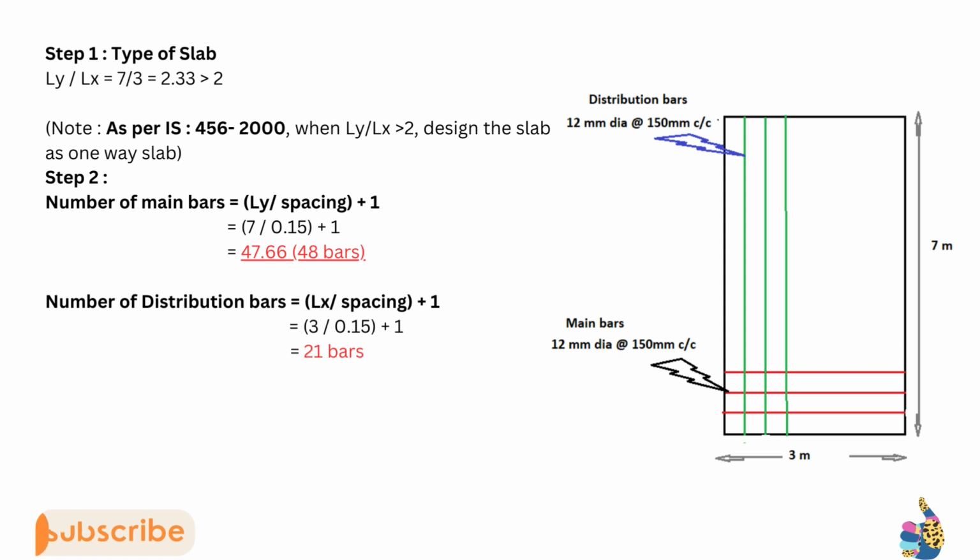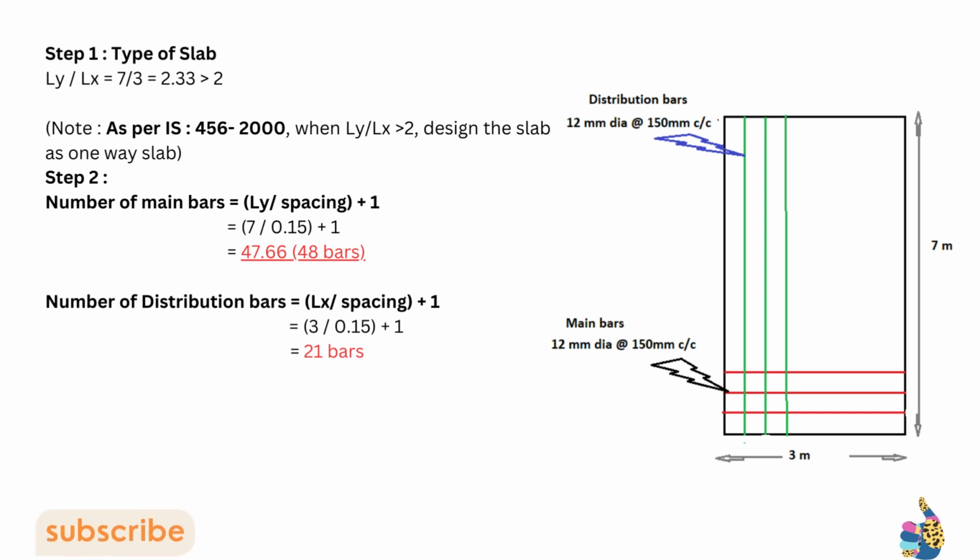In a similar manner, we will calculate the number of distribution bars. Distribution bars are also equivalent to total length divided by spacing plus 1. Here the total length will be 3 because we are providing distribution bars along the longer direction, but we are moving along the shorter span. That's why I have taken 3 here. So it comes out to be 21 bars.